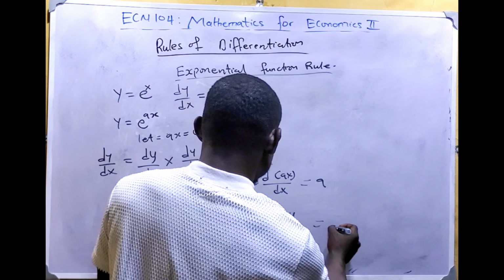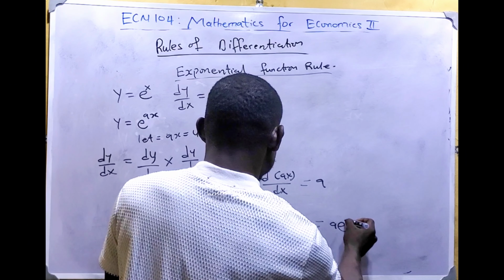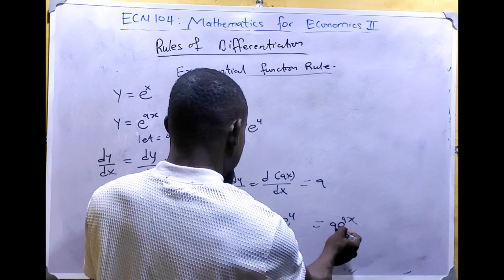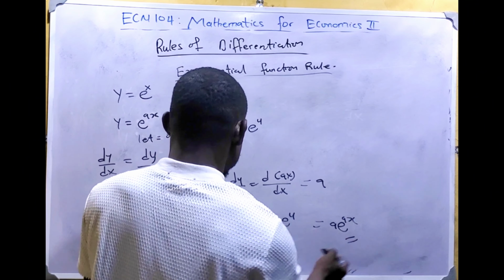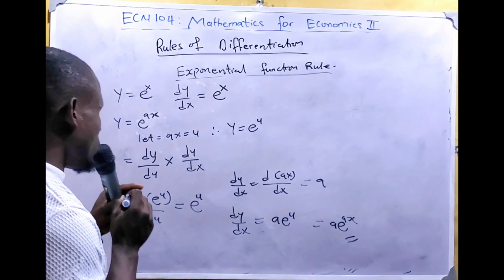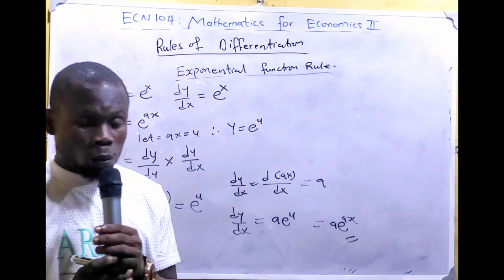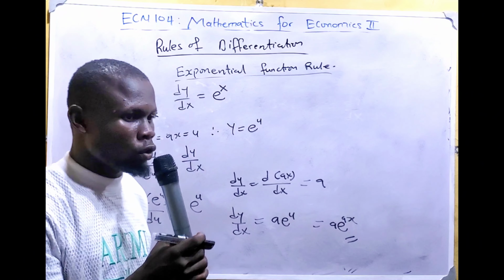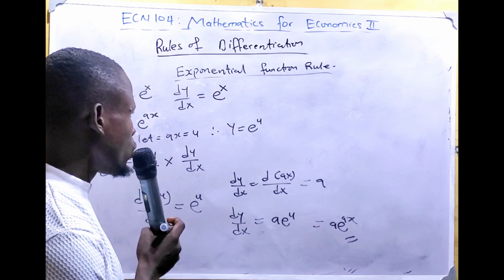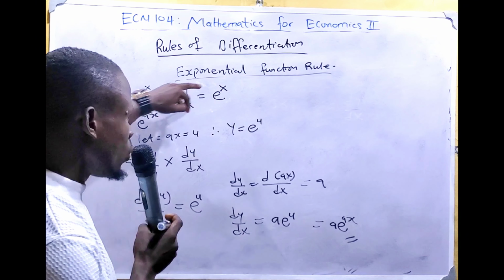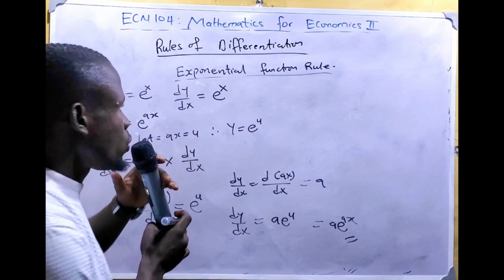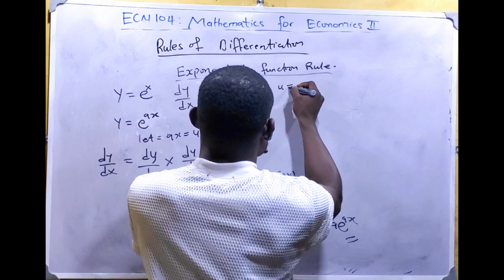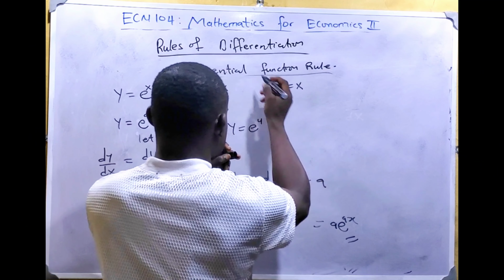Which then makes this equal a e raised power a x. So that is how the exponential function rule is done. Mostly when you see the exponential function rule, you are applying a function of a function in most cases. So what you simply do is, whatever is raised to a power, you make that u. Even in this case, let u equal x.